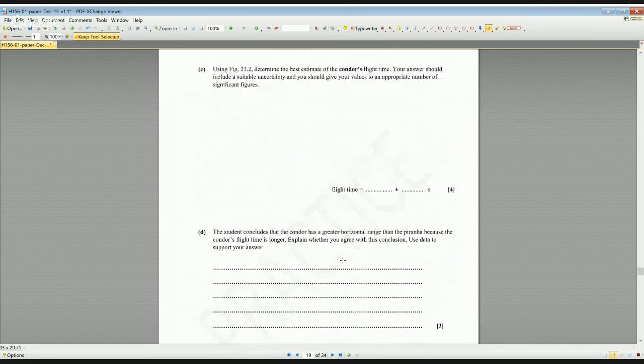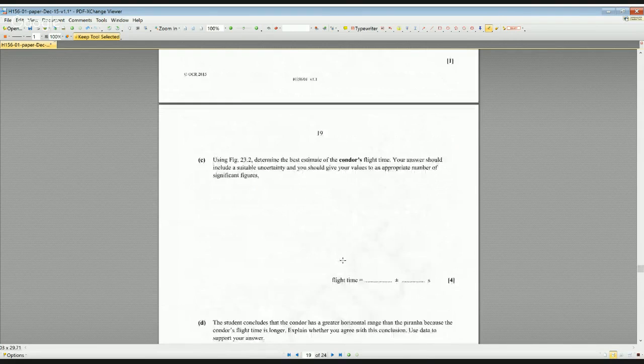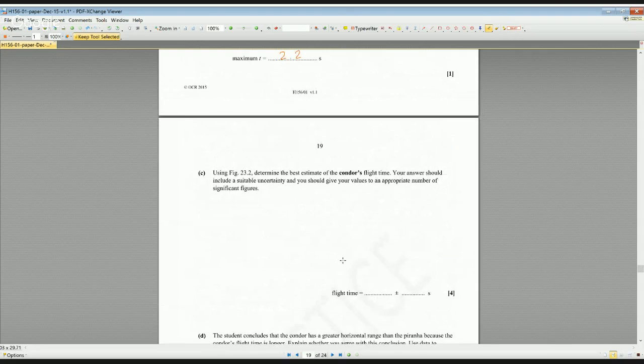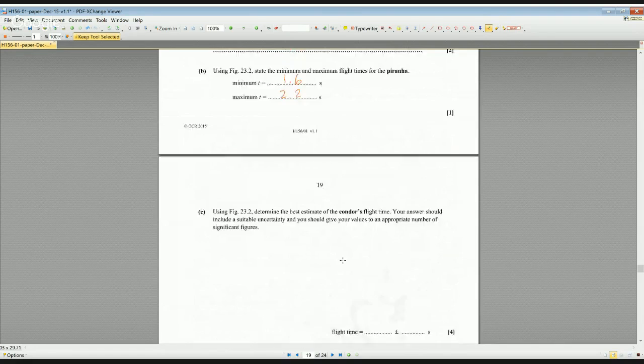And using figure 23.2, determine the best estimate of the condor's flight time. Include a suitable uncertainty and give your values to an appropriate number of significant figures. Now is an appropriate time to discuss significant figures. Normally, you should give all your answers to 2 or 3 significant figures, but if the question, as this one does, puts number of significant figures, then you need to think about it a bit more deeply than that. I'll go through what that means in a second.